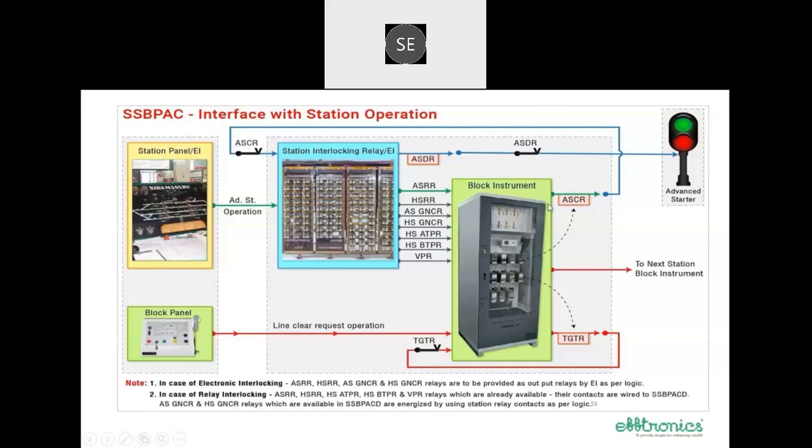that is advanced starter control relay. So for obtaining line clear, TGT picks up. For clearing advanced starter, ASCR picks up. The contacts of this ASCR relay are used in the LSS DR control circuit. So the two front contacts of ASCR are used in the ASDR circuit, and by this the advanced starter gets cleared. So block operations are two. One is getting line clear and the second is clearing advanced starter.